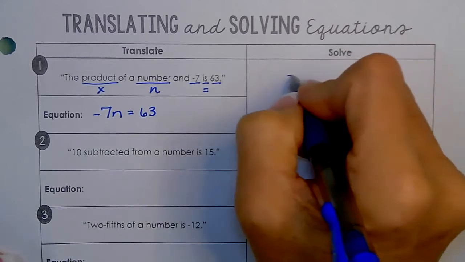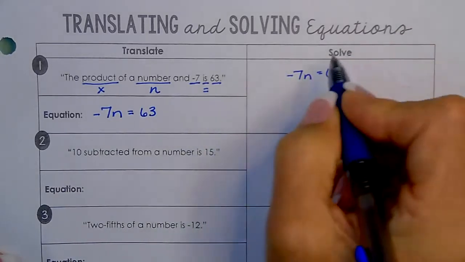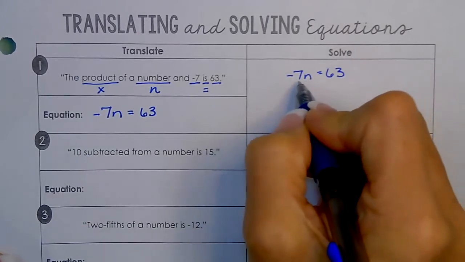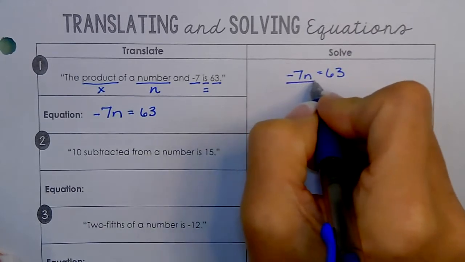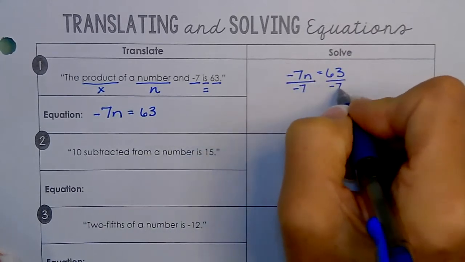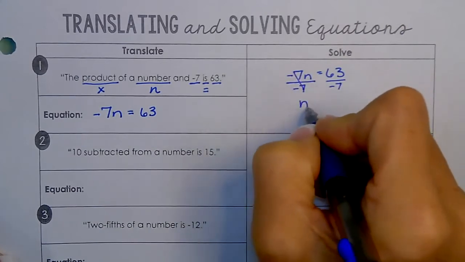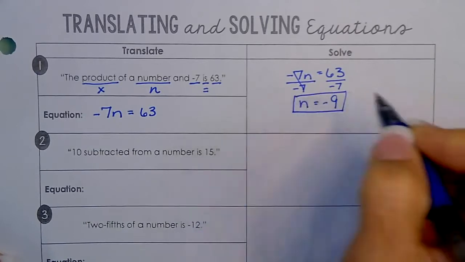All right, now we're going to solve it. Since this is multiplication, the inverse is division. So I'm going to divide both sides by -7. And n equals -9.